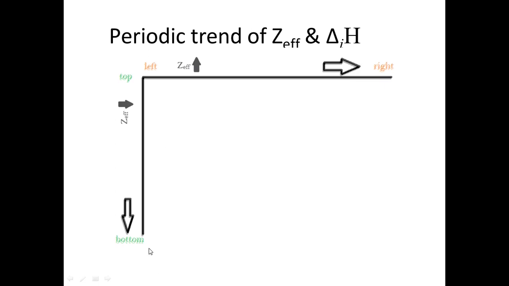Okay, you can compare: as we move from left to right, Z effective will increase. Z effective is increasing. Why? Because if we move from left to right inside a period, atomic number will increase, and atomic numbers are directly proportional to the number of protons, and the number of protons is directly proportional to nuclear charge. So as we move from left to right, there is an increment in Z effective, and if we move from top to bottom, there is a decrease in Z effective.